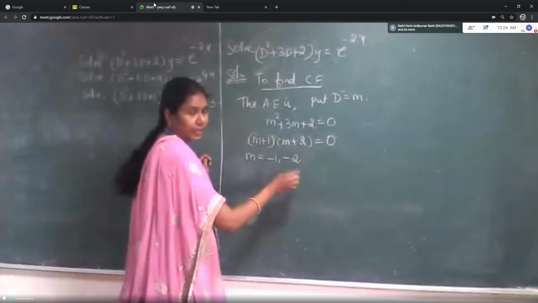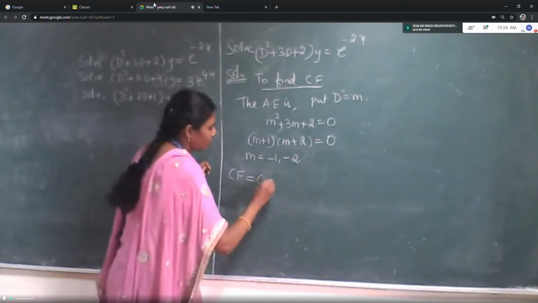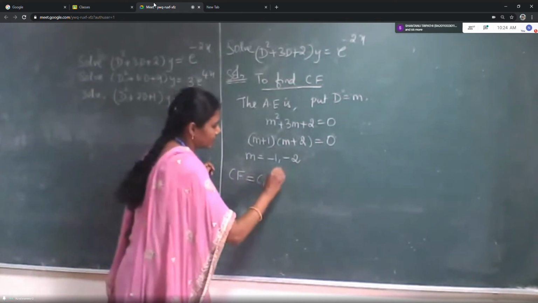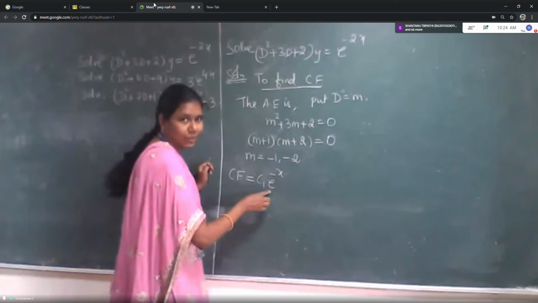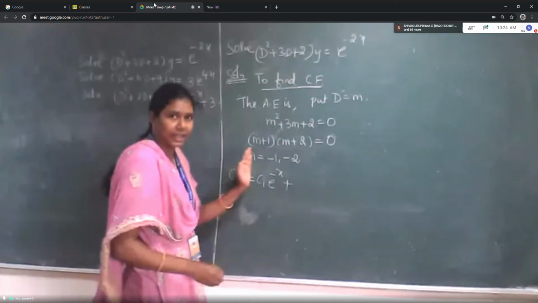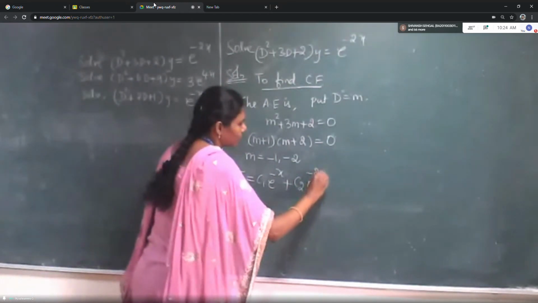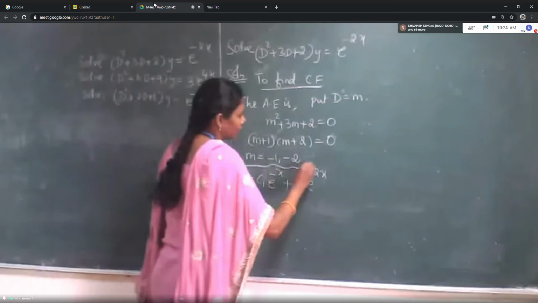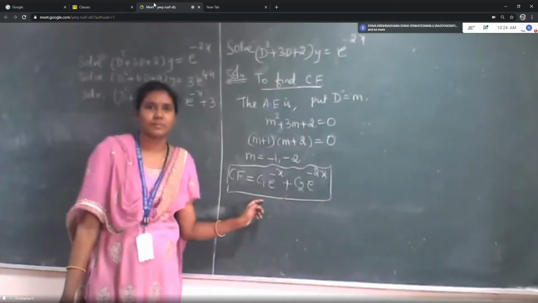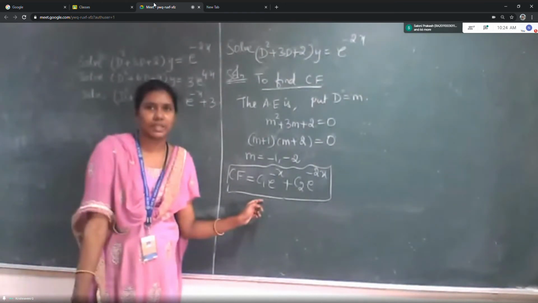Unequal, different roots. Therefore, the CF will be C1 e power m1x, plus C2 e power m2x. Here m1 is minus 1, and m2 is minus 2. If you know the formula, we can directly substitute; no need to write the formula in each and every problem. So CF is C1 e to the power minus x plus C2 e to the power minus 2x. One part over. Any doubt, guys? Is it clear?